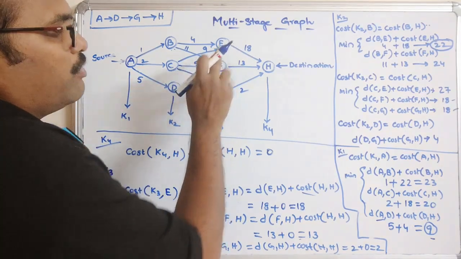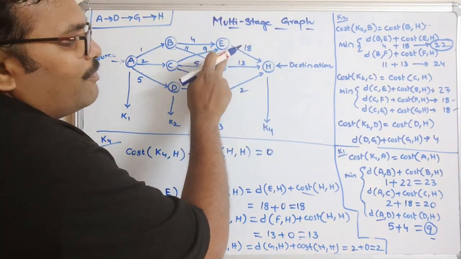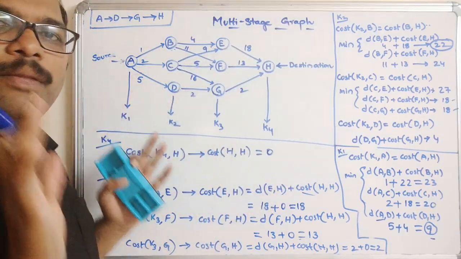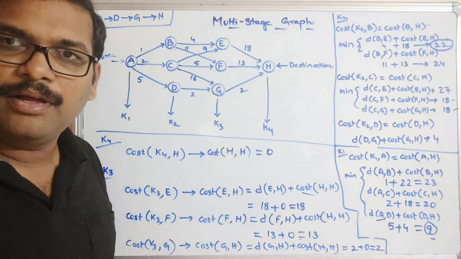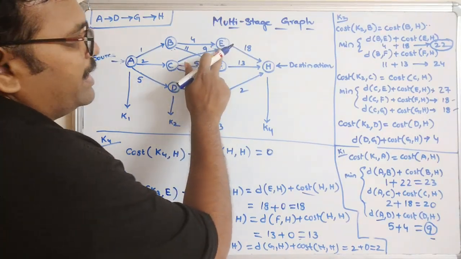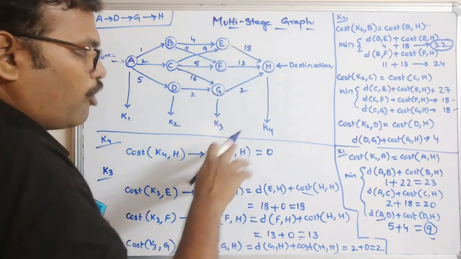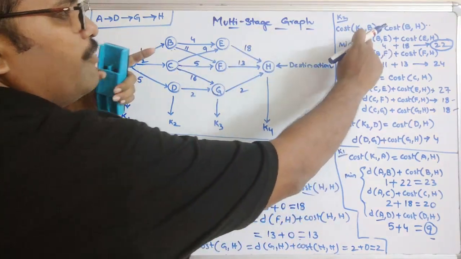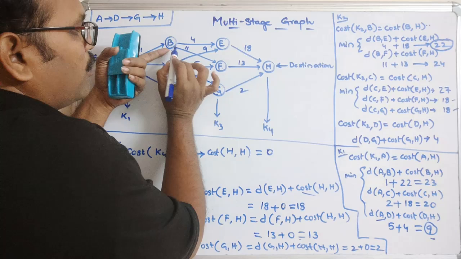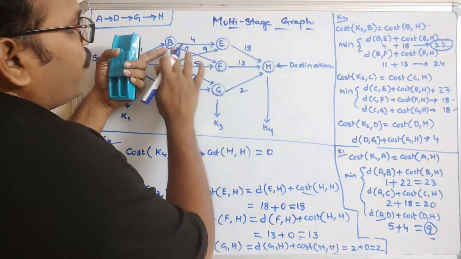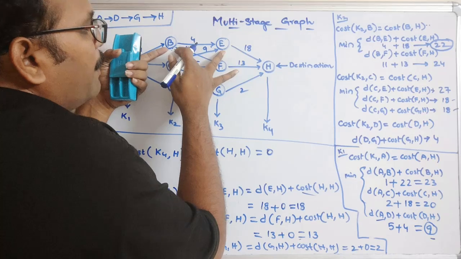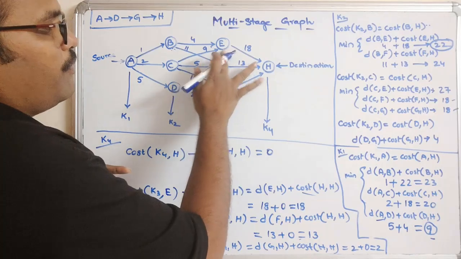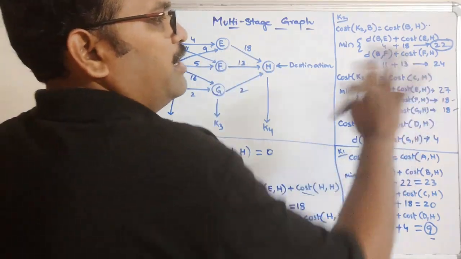And coming to the third stage, we have 3 nodes, and from the 3 nodes we have to find out the cost from each node to the destination, so E to H. If there are multiple paths, we need to consider the minimum. We have to find out the distance from E to H and the cost from H to H. So if you are finding the cost of B to H, we are finding the distance of B to E plus the cost from E to H. Obviously we have already calculated the cost of E to H, and the same value we are using here.